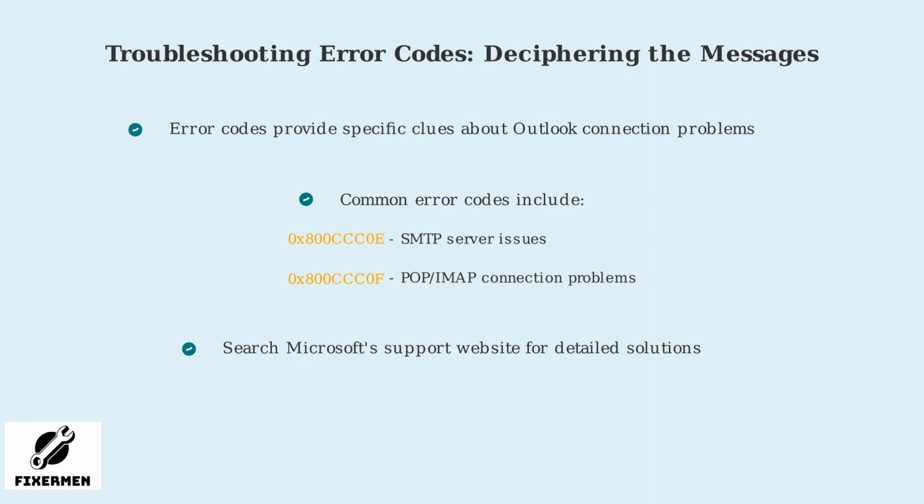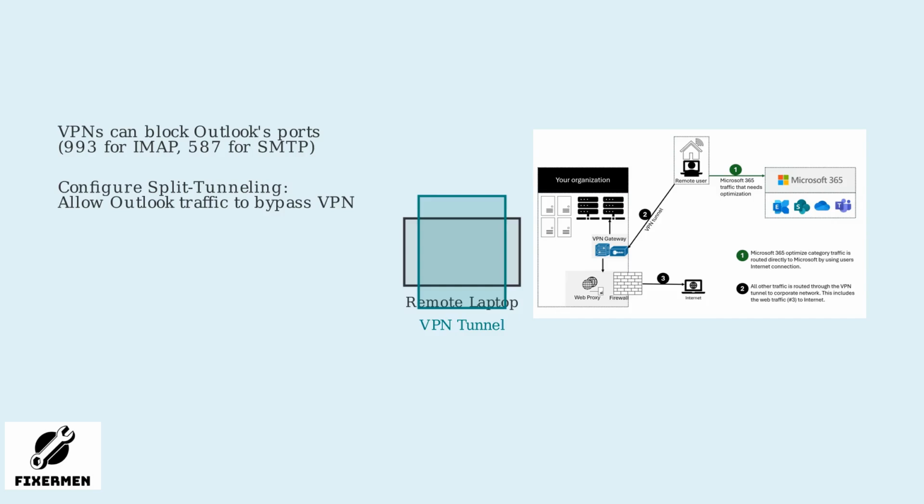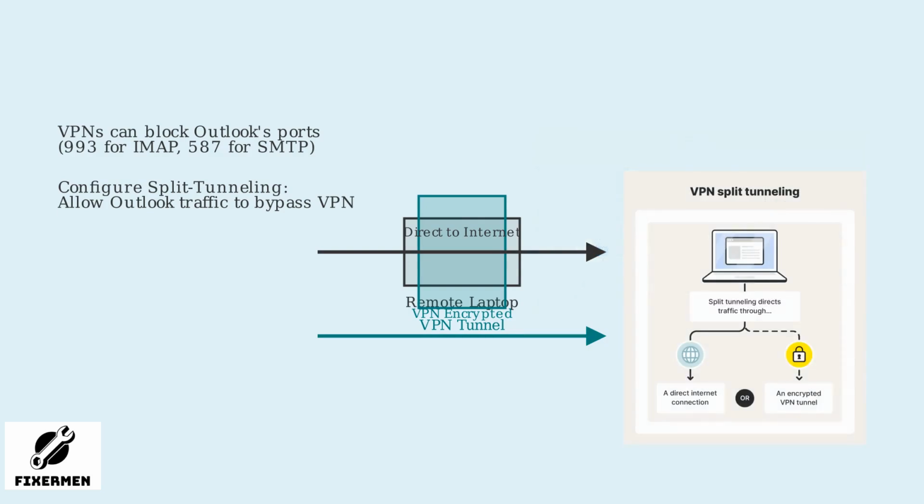In remote work scenarios, VPNs can interfere with Outlook connectivity by routing all traffic through a secure tunnel. This often blocks the necessary ports that Outlook uses, such as port 993 for IMAP connections and port 587 for SMTP sending. The solution is to configure VPN split tunneling, which allows specific traffic like Outlook connections to bypass the VPN and go directly to the internet, while other traffic remains secured through the tunnel. Here's how Outlook traffic flows in a split tunnel setup. Outlook connects directly to Microsoft 365 servers, while other applications use the VPN.